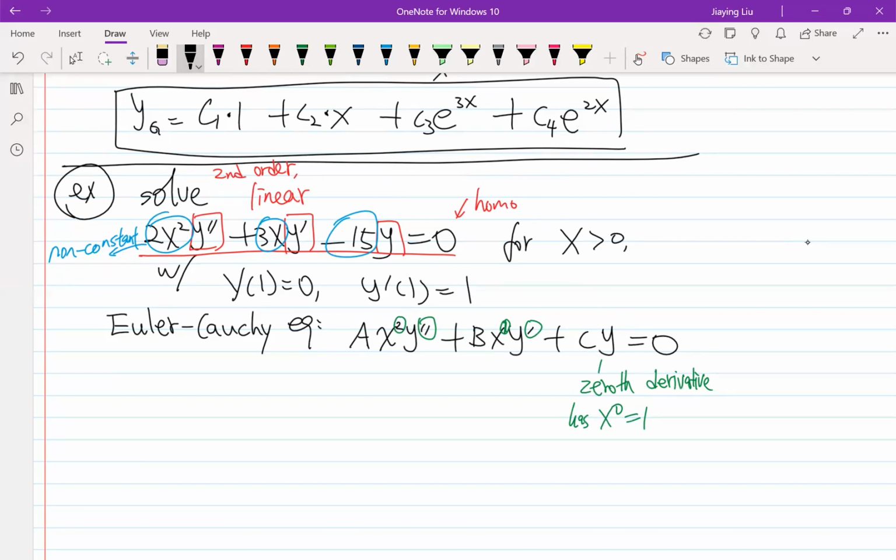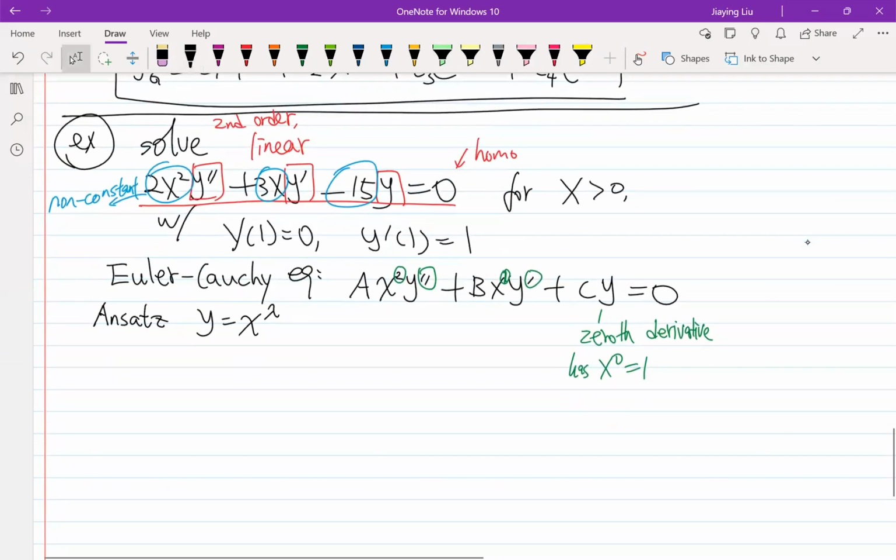That's exactly what we have, right? We have 2x squared, and x squared and y double prime go together. x goes with y prime, and y goes with no x, just a number. So the given example is Euler-Cauchy. To solve it, we're going to use the ansatz y equals x raised to the lambda. I believe Professor Gibson went through something like this in lectures. So that's the ansatz we're going to use.